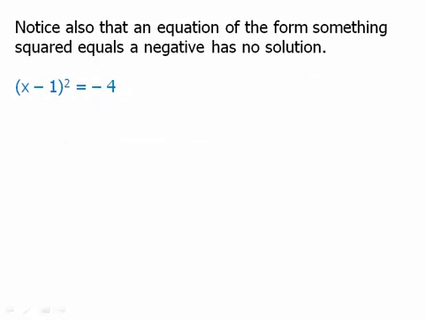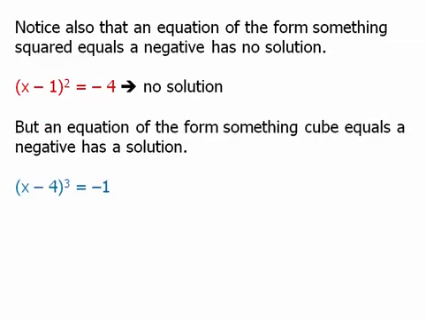Notice also that an equation of the form something squared equals a negative has no solution. So for example, (x minus 1) squared equals negative 4. Well, there's no way that we can square anything and get negative 4. So that's an equation that has no solution. But we could have something cubed equals a negative. That's perfectly fine. If something cubed equals negative 1, then that thing must equal negative 1, and then we can solve for x.